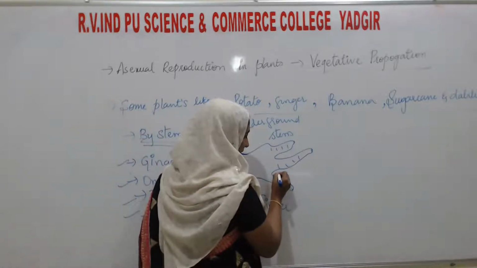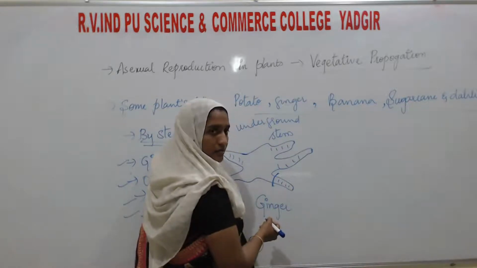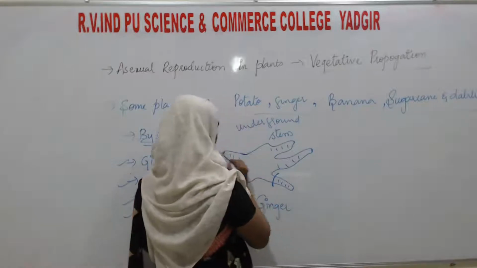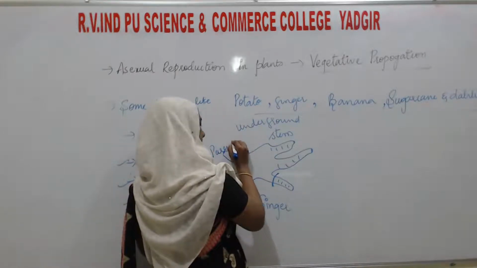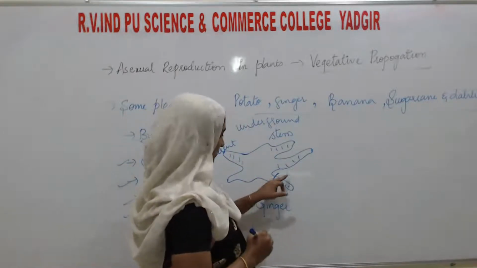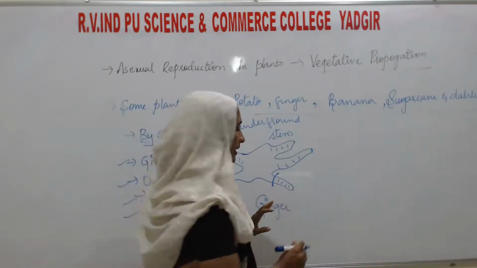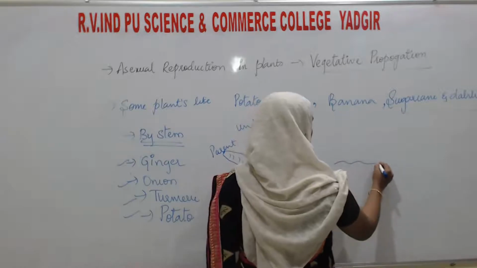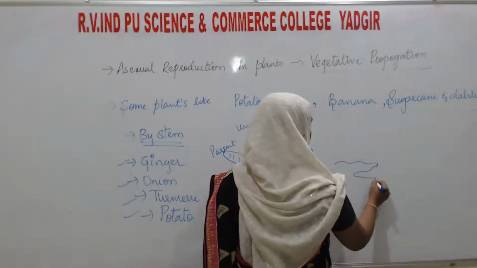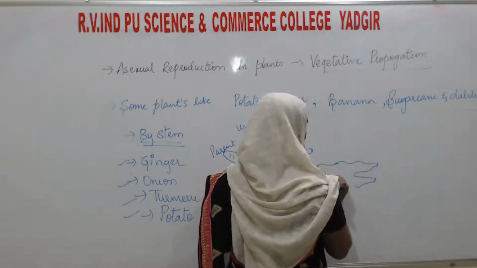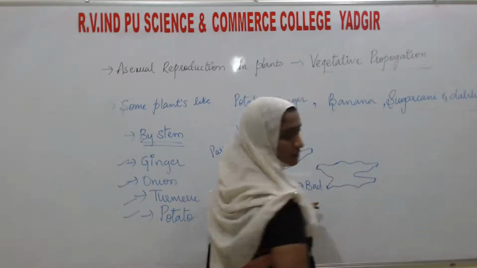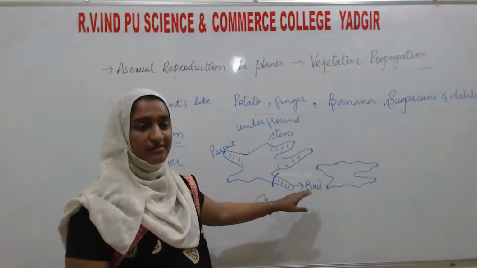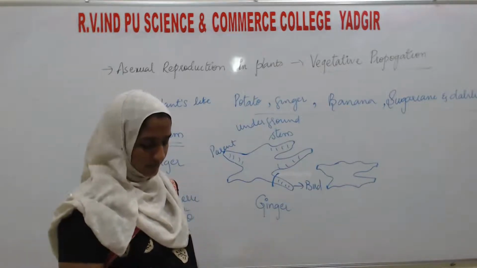You can see this is the bud. This bud gets detached from the main parent body, and this bud will give rise to a new individual or a new plant in this way. In this way, asexual reproduction takes place in the ginger.